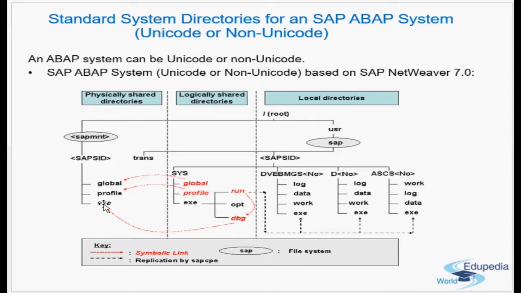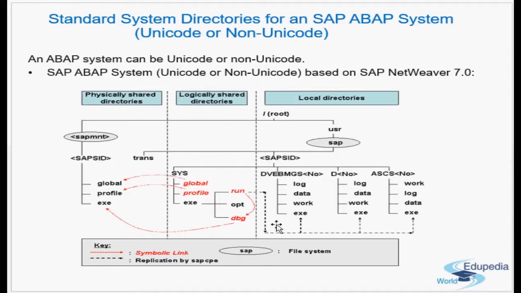Now, this is the physically shared directories. These are logically shared and these are local directories. They are local for each of the instances. The red arrows indicate symbolic links, and the dashed one indicates replication by SAP CPE. So for global, profile and exe, we have symbolic links from here. Now, if the SAP NetWeaver is 7.0 or lower, in exe we have run, OPT and DBG. So this run is connected to DBG and it's connected to this exe. So we have symbolic links.